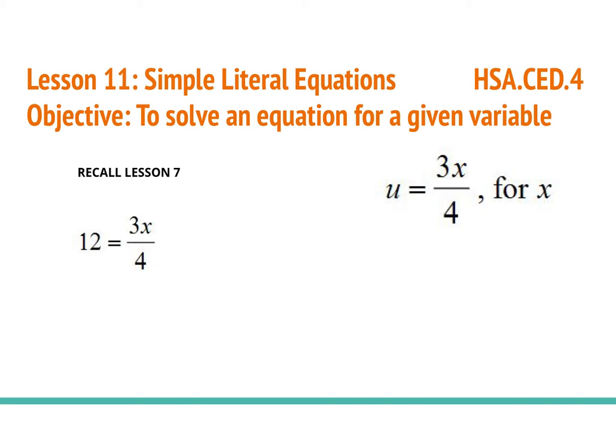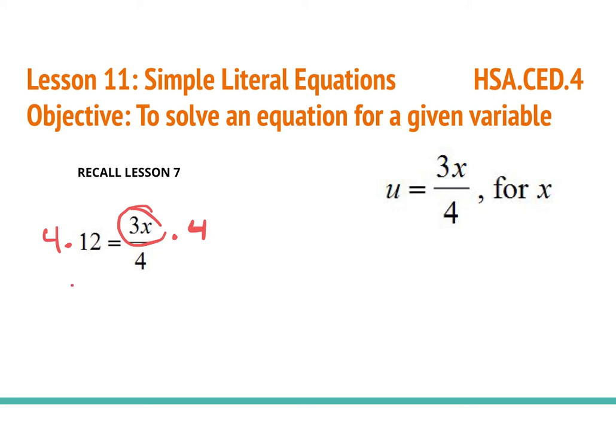Simple little equations. The objective of this video is to solve an equation for a given variable. So first we want to recall how to solve an equation. So let's remember lesson 7. If we want to isolate the variable x, first we want to isolate the variable group by getting rid of the 4. Because 4 is being divided, the opposite would be to multiply.